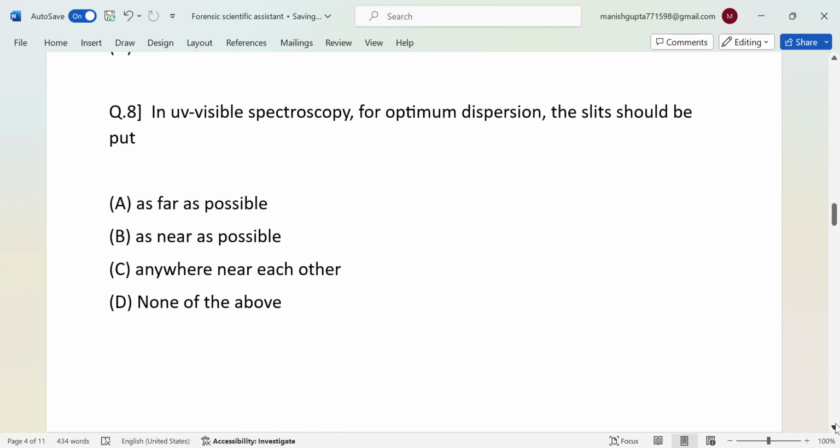Question number 8. In UV visible spectroscopy, for optimum dispersion, the slits should be put option number A, as far as possible. Option number B, as near as possible. Option C, anywhere near each other. None of the above. When a sample is used in UV visible spectroscopy, the sample should be put near. Option number B is correct.